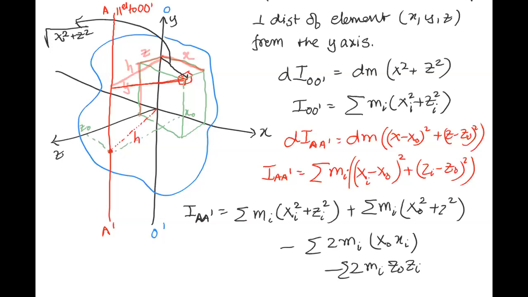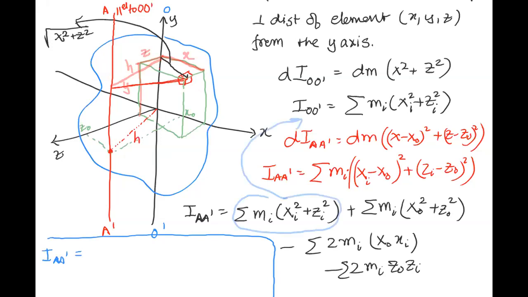अब दिखाई दे रहा है कि ये h square कहाँ आएगा? दिखाई दे रहा है आपको अभी? Can you see where I am getting h square? x naught square plus z naught square. So I'll just, space खत्म हो रही है, तो I'll write it here. I AA dash is equal to, ये वाला जो टर्म है ये तो यही है. This is the same.